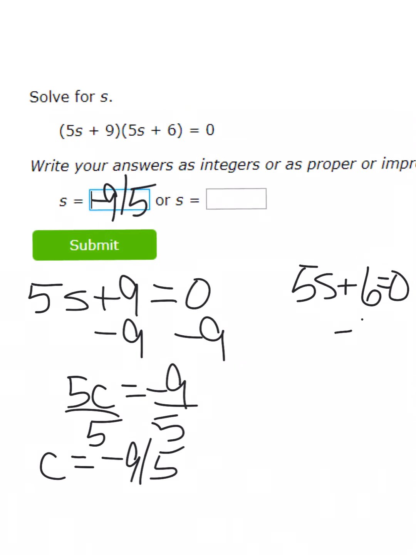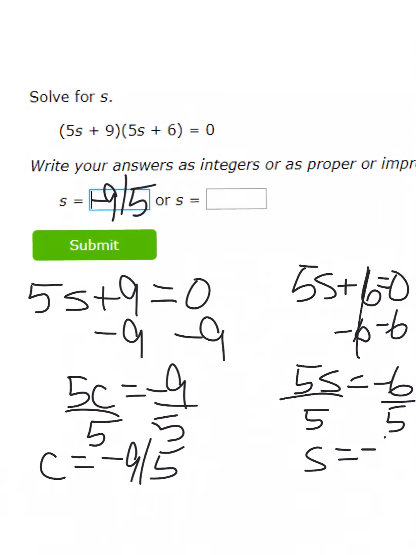And then over here, if I subtract 6 from both sides, then I divide by 5, s is equal to -6 over 5, and that's your answer.